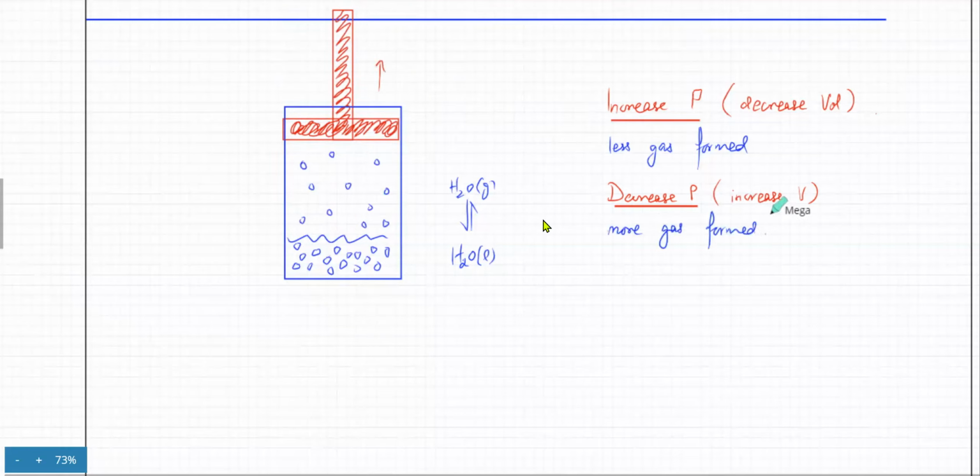So it's a simple rule, and I'm applying this rule to this equilibrium, where liquid water and gaseous water vapors are in equilibrium. So increasing pressure, you're compressing it, less gas is formed. If you're decreasing pressure, you're decompressing it, then more gas is formed. So that's the main rule. Is this rule clear to everyone? Yes or no? Is this clear?